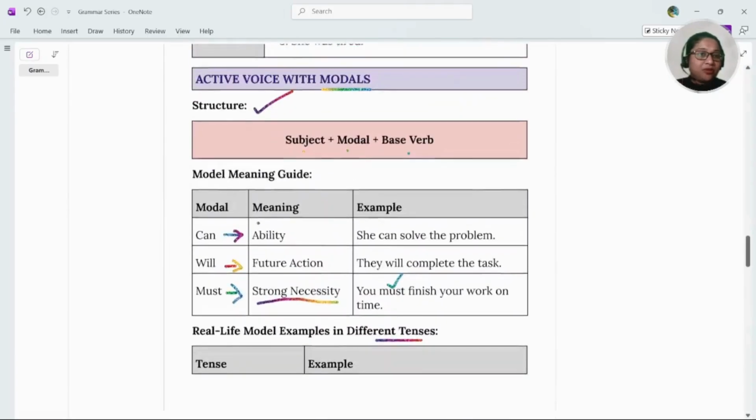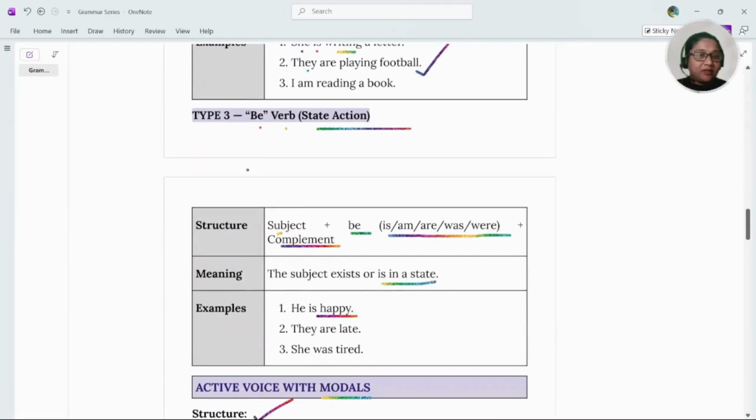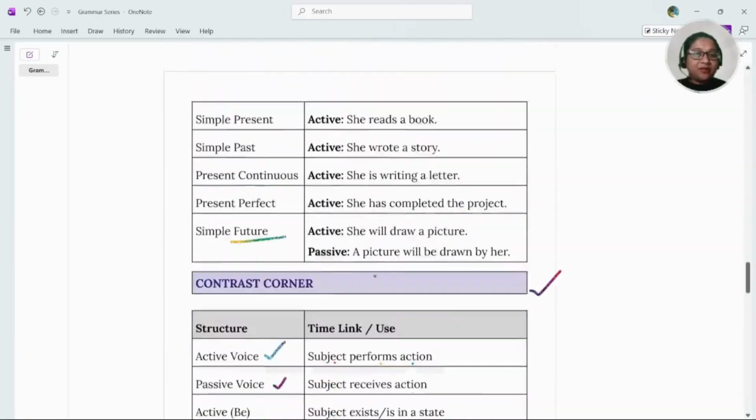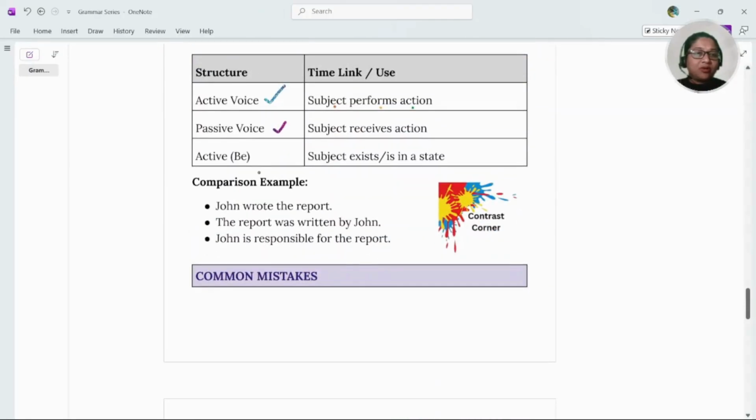So at that point of time also, you're using active voice, but in a different format. I also spoke about the format here, type 3. Here, look at this, type 3. That is subject, and your auxiliary be form of verbs, am, are, was, were, plus your complement or the state of the person. All right. So that is what this is talking about. Now let's compare each of these structures. Active voice sounds like this: John wrote the report. Passive voice, however, sounds like this: The report was written by John.